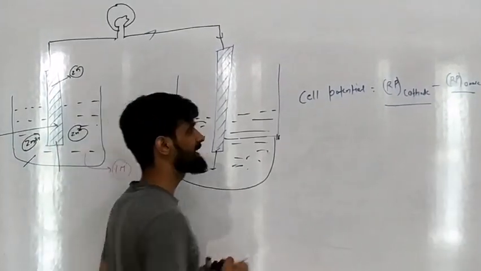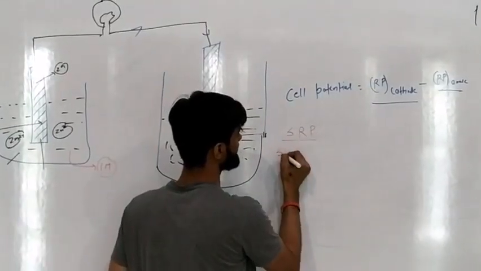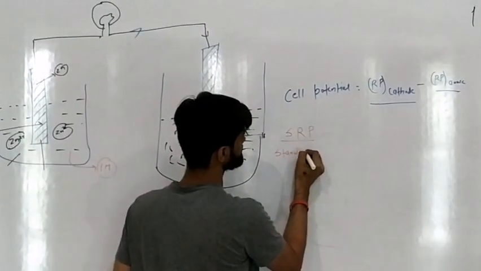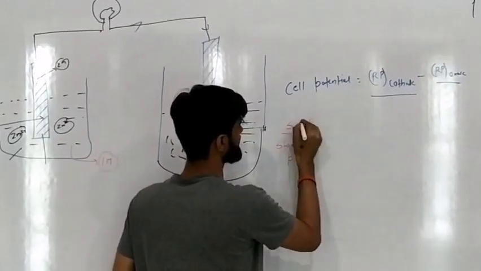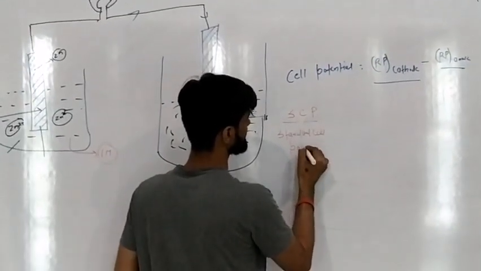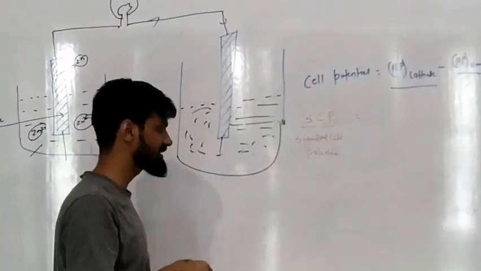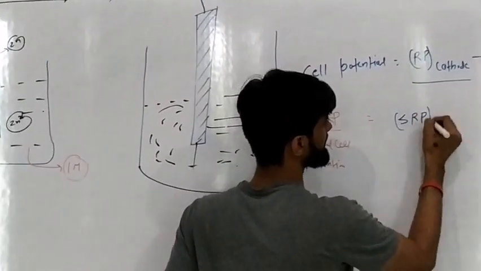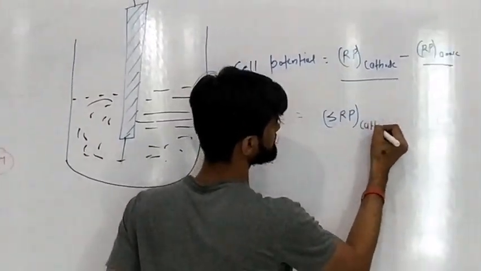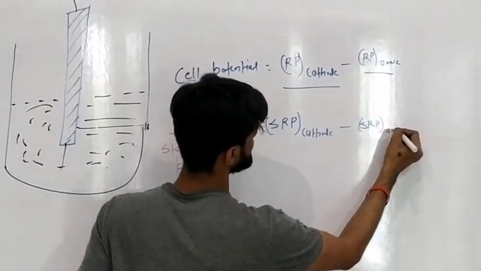So if you write the standard cell potential, SCP, standard cell potential, that is equal to standard reduction potential of cathode minus standard reduction potential of anode.